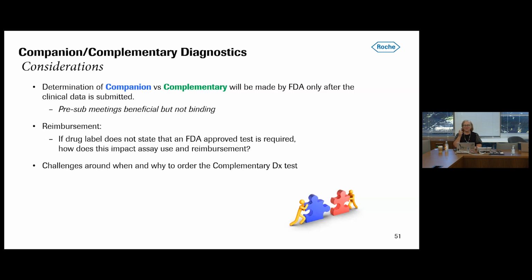I can tell you with the Atezo bladder cancer example, our supply chain was geared up to sell many PD-L1 tests, but when it became designated as complementary, they did not sell as many as predicted, because physicians saw an opportunity to put all of their patients straight on the drug without a test.